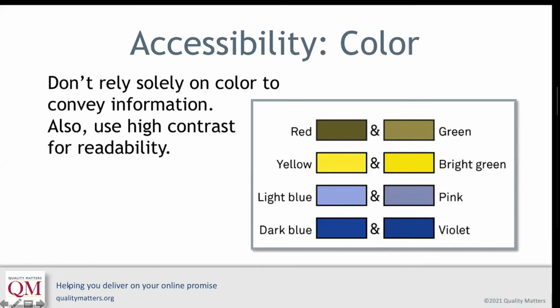Also consider color. So you will have students that are colorblind, and that doesn't mean that you can't use images of a certain color, but it does mean do not rely solely on color to convey information. So what's pictured there is how a colorblind individual would see red, yellow, light blue, etc. And contrasting that, the red and the green, they come out as the same color.